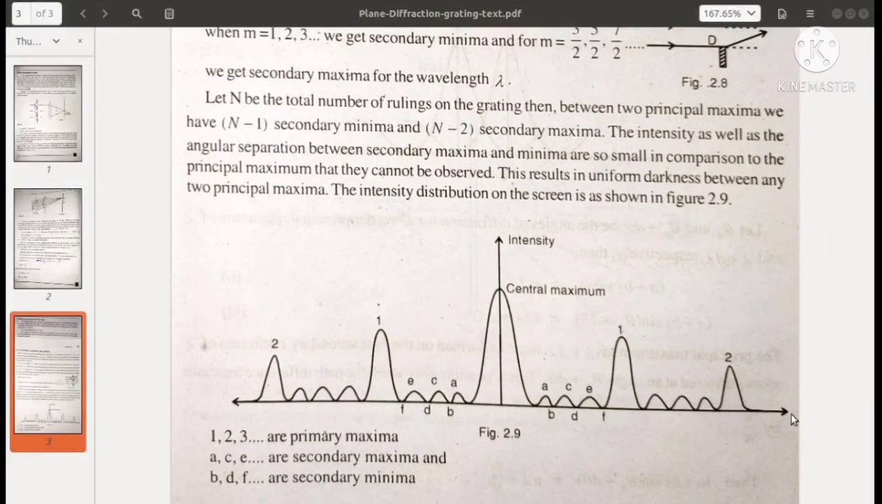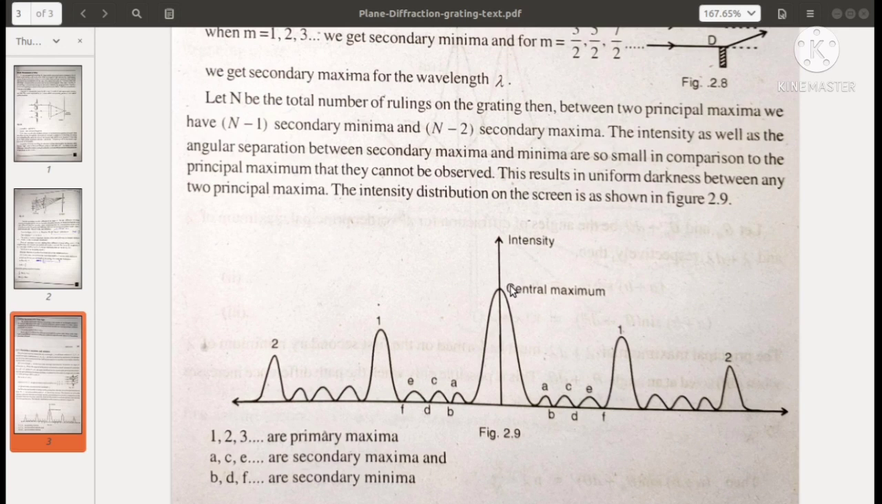Let capital N be the number of slits in the grating, say N equal to 5. So we will get a pattern like this, that is 5 maximas, 1, 2, 3, 4, 5, and the number of secondary minimas and maximas will be obtained as N minus 1 and N minus 2. That is, N minus 1 secondary minimas and N minus 2 secondary maximas.